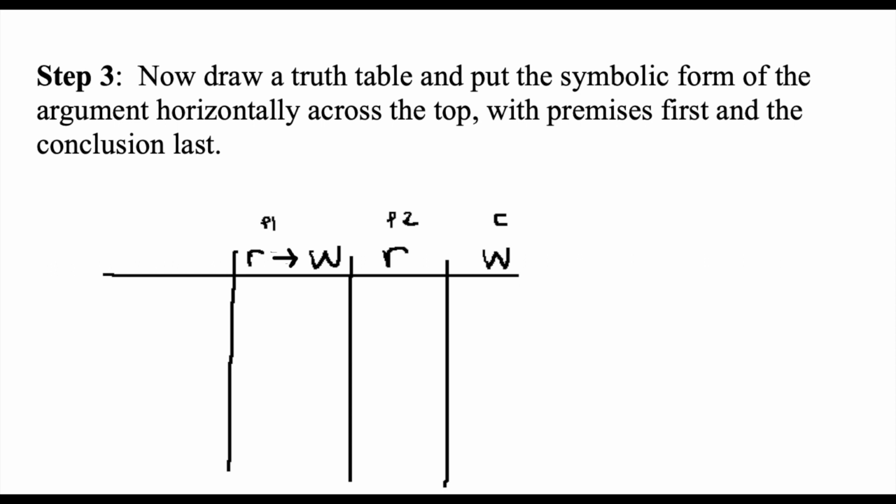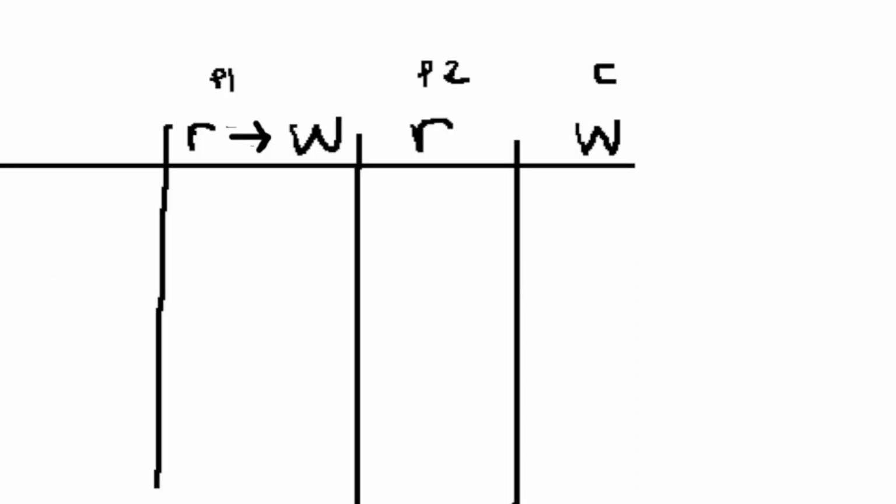Therefore. Step 3. Now draw a truth table and put the symbolic form of the argument horizontally across the top, with premises first and conclusion last. You can see here I've got for P1, if R then W. P2 is R, conclusion W, and it's all spread out horizontally on top of where the truth table is going to go. I mean the rest of the truth table, of course.